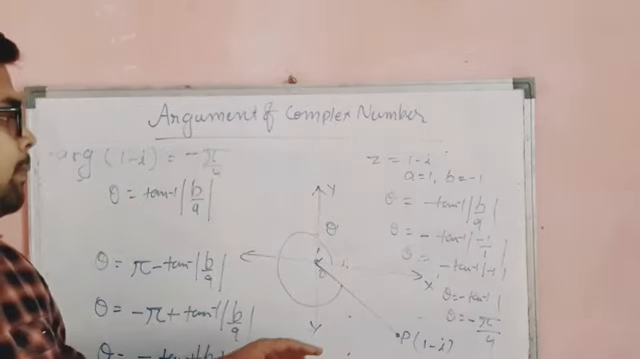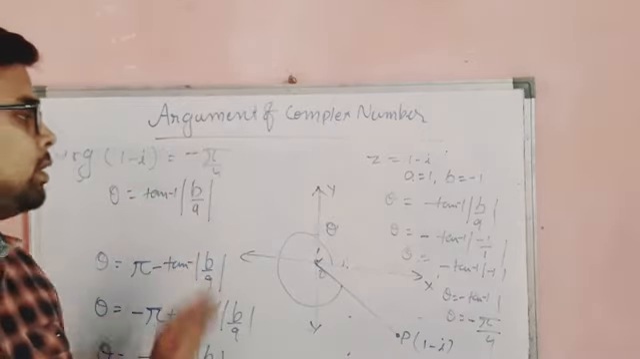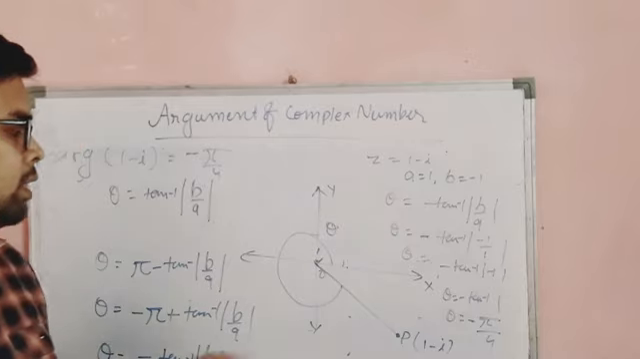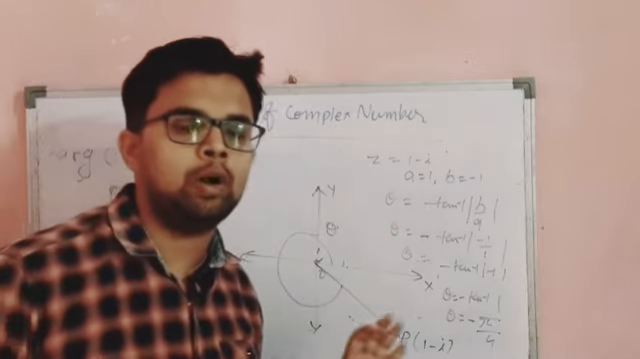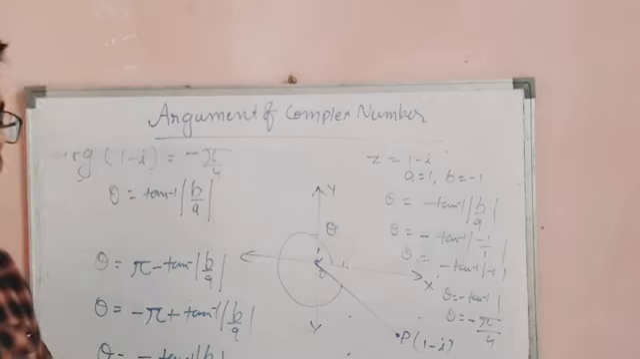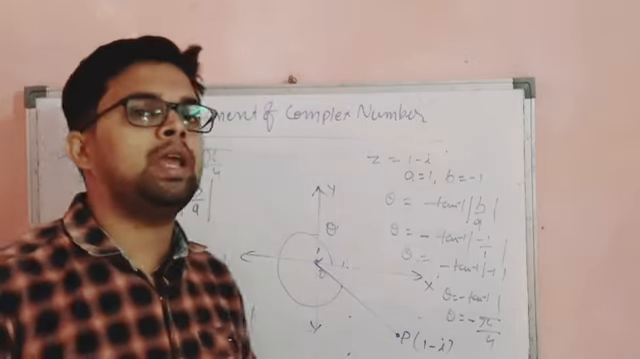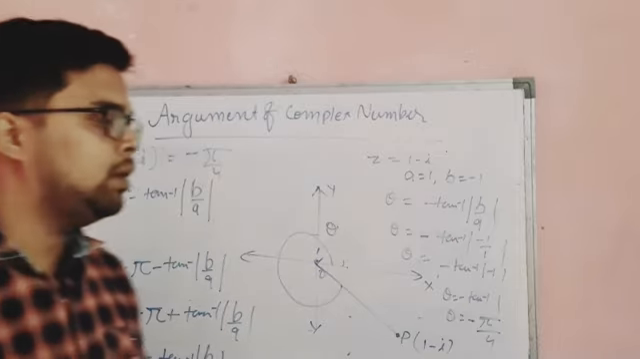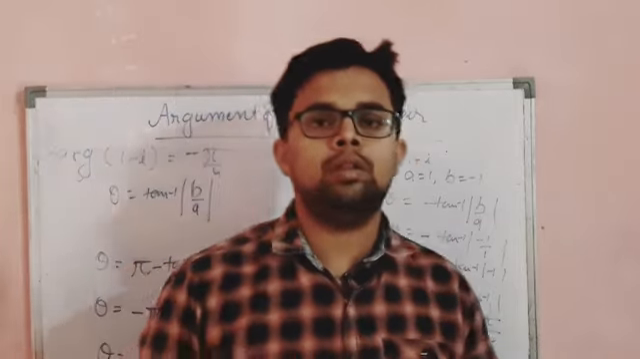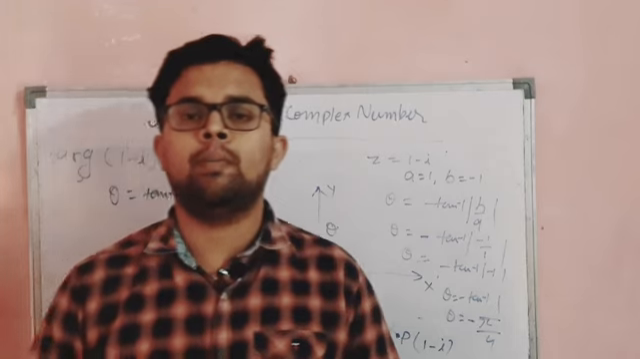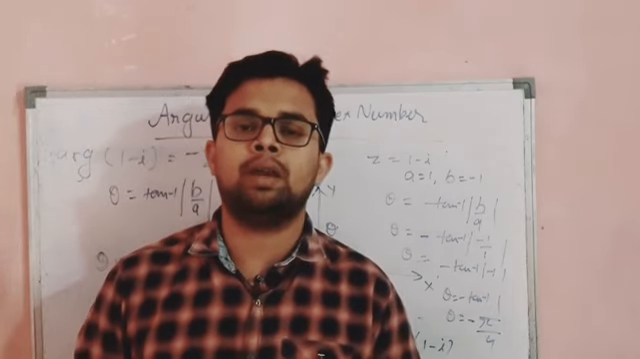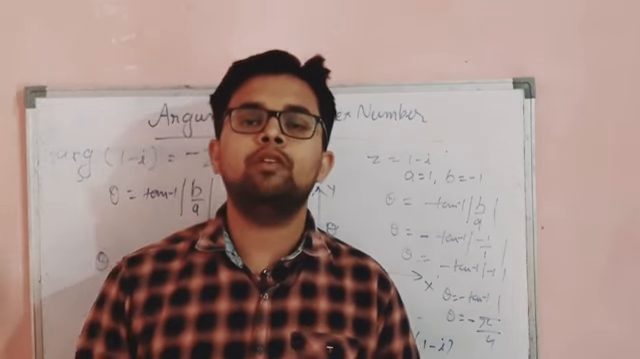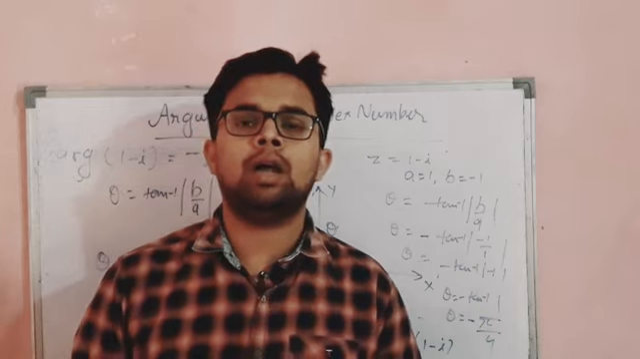You can find the principal value of any complex number, whether it is in the first, second, third or fourth quadrant. And you should take the principal value of theta between minus pi and pi. So students, this was all about the argument of a complex number and how we can find it. If you have any doubt, you can ask in the comment section.